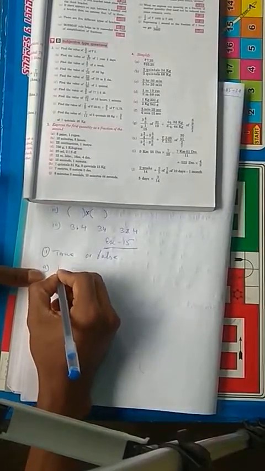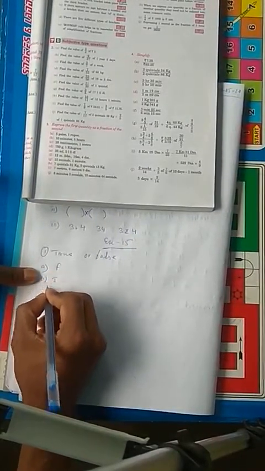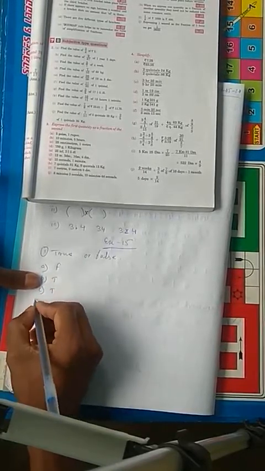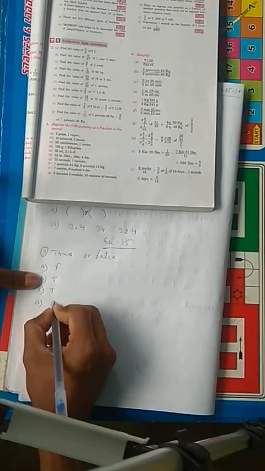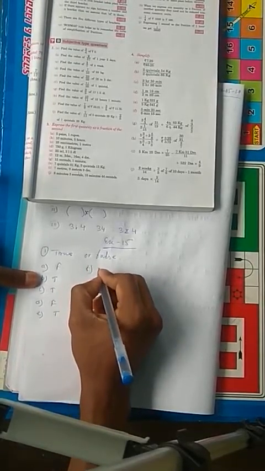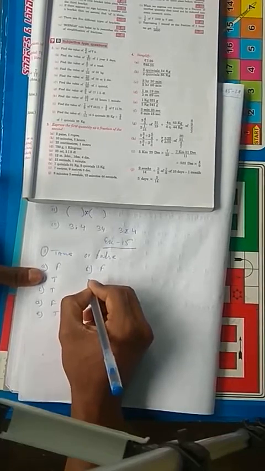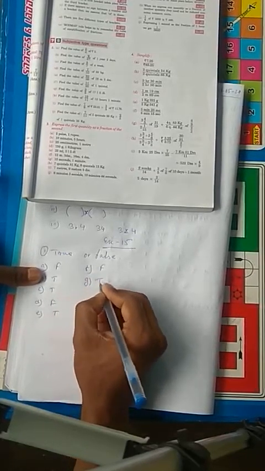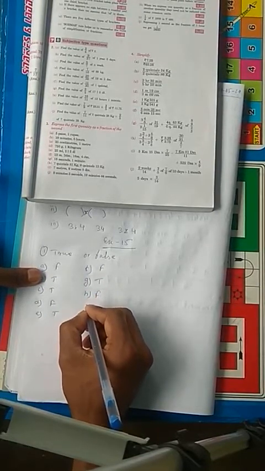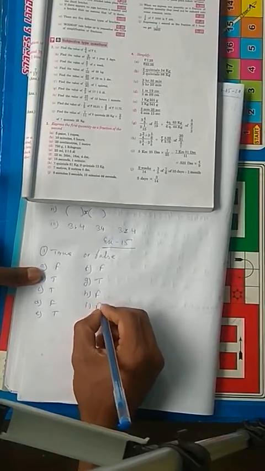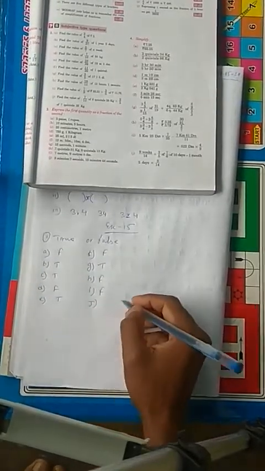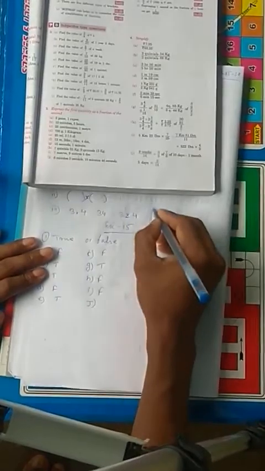Okay, number A is false, number B is true, number C is true, number D is false, number E is true, number F false, number G true, number H false, number I is also false, and number J, look at there, I will do it there.